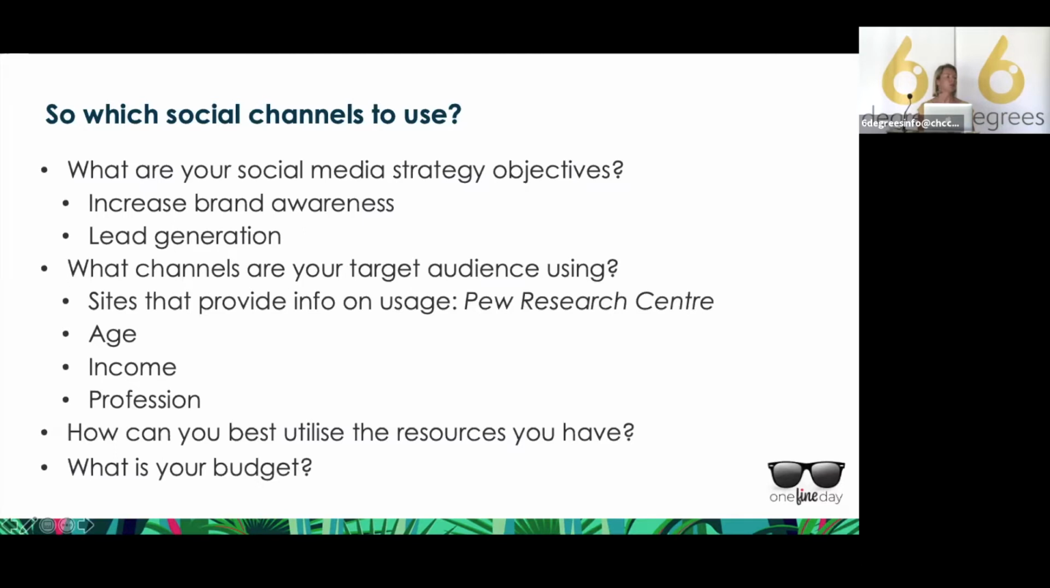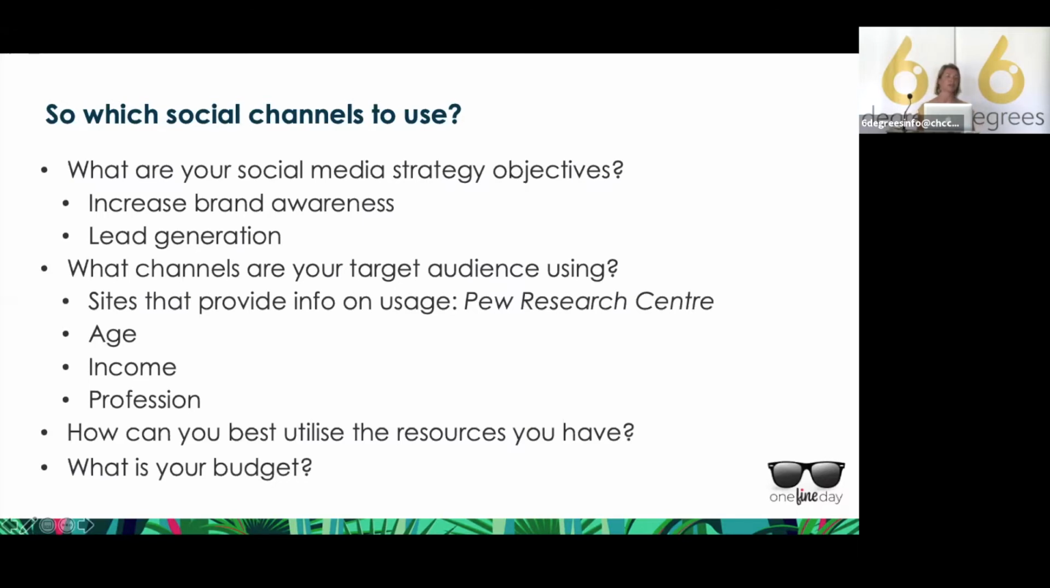What are your objectives for social media? And I think once you also understand that, whether that's increasing brand awareness or trying to get new people to connect with your organization or just to share and educate, that will also help you understand what types of channels that you should use. Most importantly, particularly when it comes to community-based organizations, how can you best utilize the resources that you have? As we said, there are finite resources in many organizations.